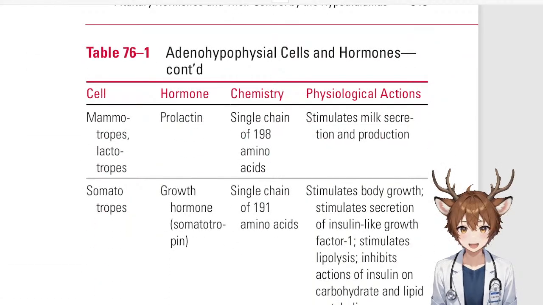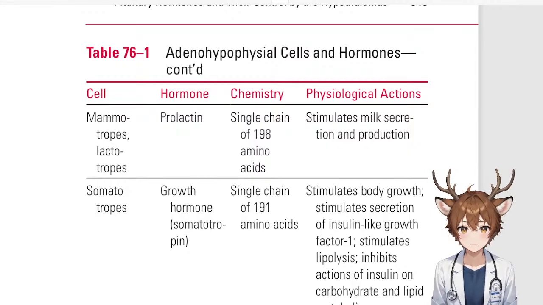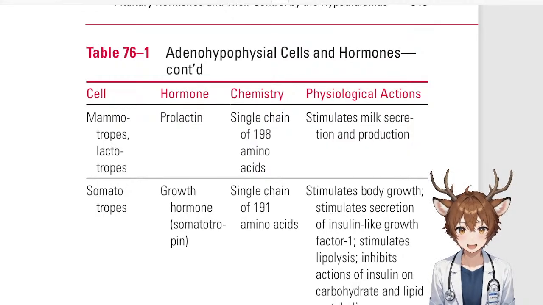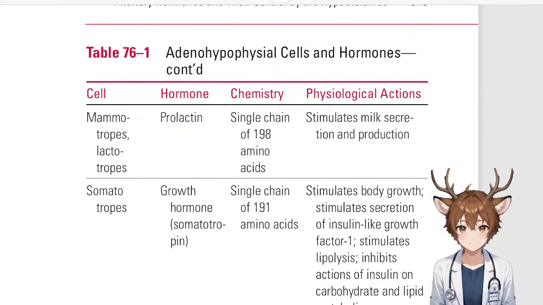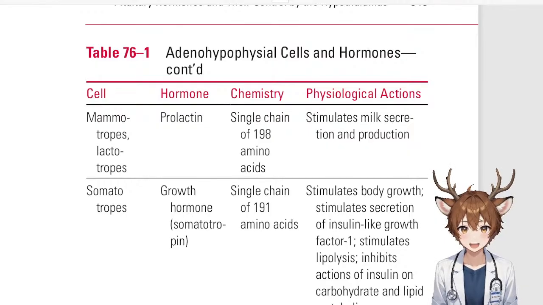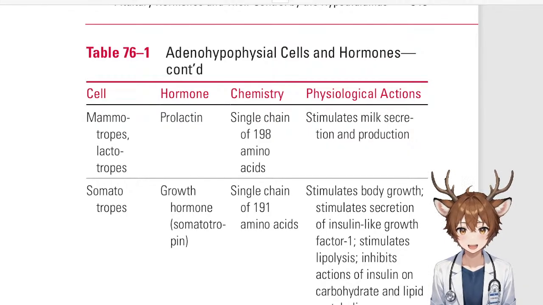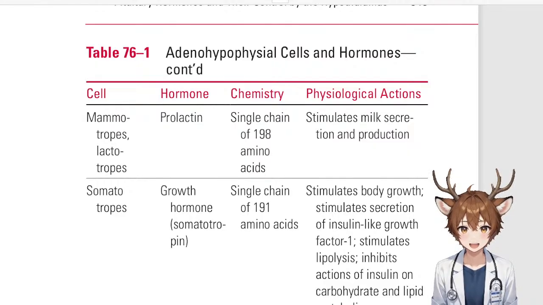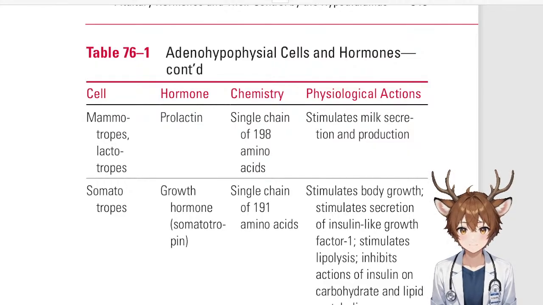Anyway, we will continue. Adenohypophyseal cells and hormones continued. Cell, hormone, chemistry, physiological actions. Okay. Mammotropes, also called lactotropes. They produce prolactin. Chemistry, single chain of 198 amino acids. Stimulates milk secretion and production. And then you also have somatotropes, which produce growth hormone, which is a single chain of 191 amino acids.